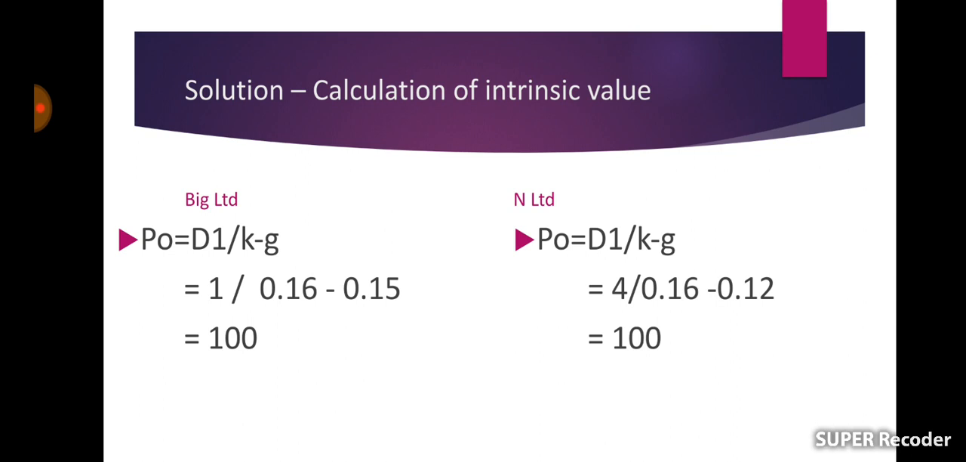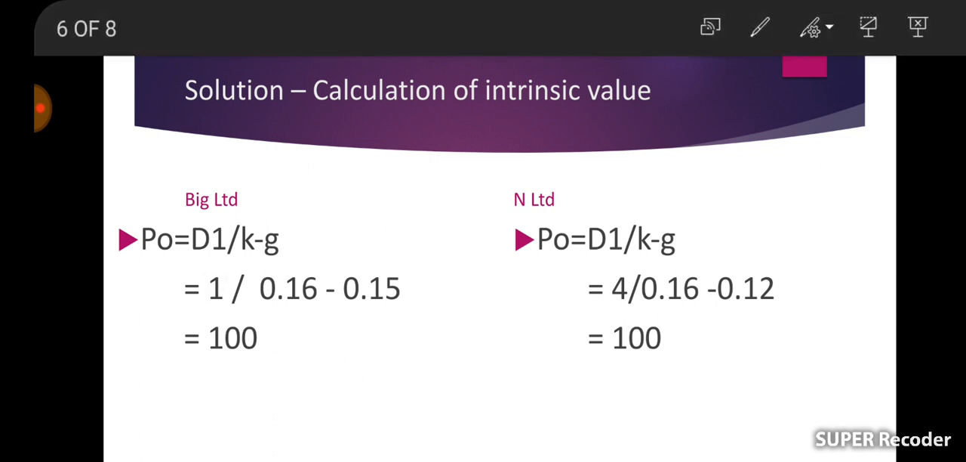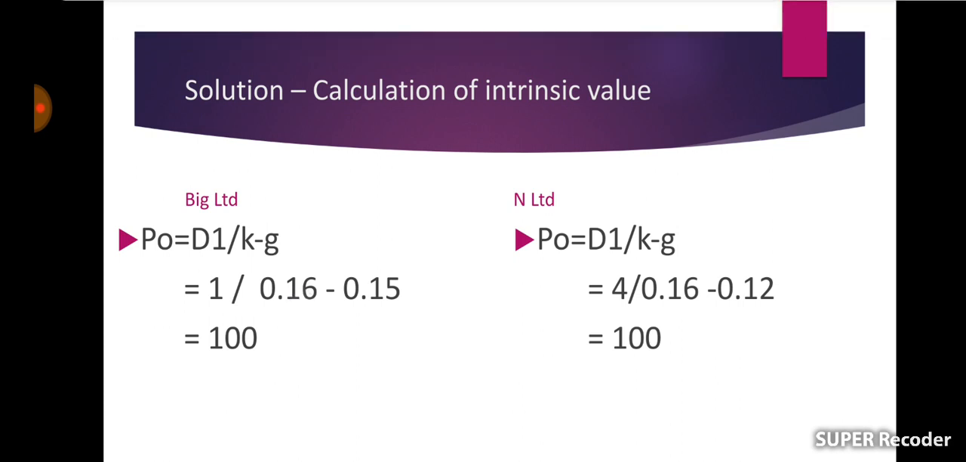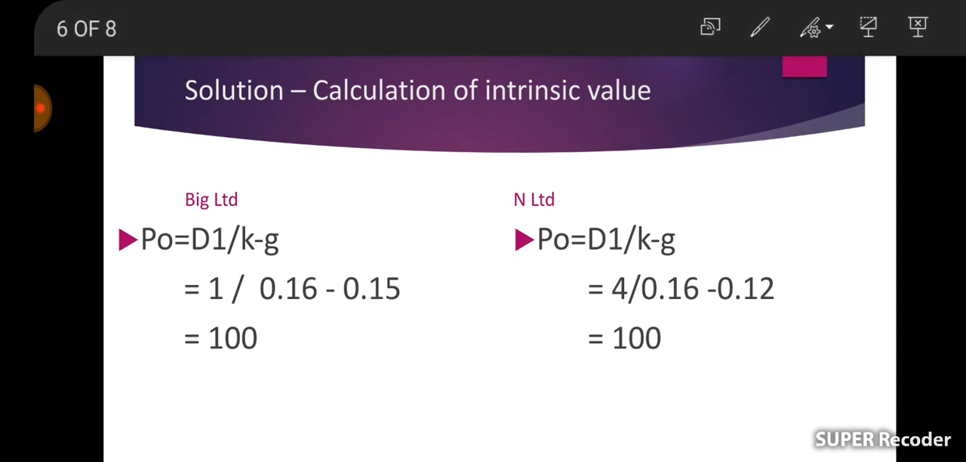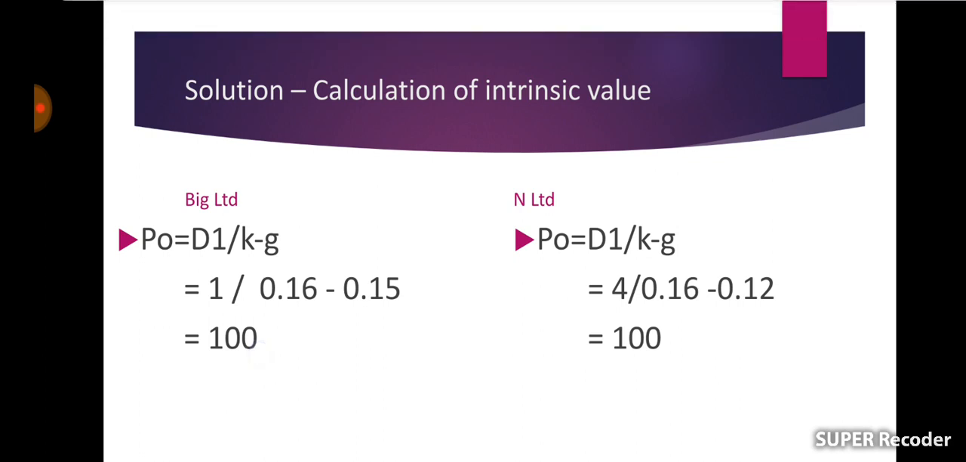In the case of Big Limited, D1 is rupee 1 and here we are taking K as 16%, that is 0.16, and the growth rate is 15% in the case of Big Limited, so 0.15. So the equation we can calculate like this: 1 / (0.16 - 0.15), that's equal to 100, which is the intrinsic value of Big Limited.